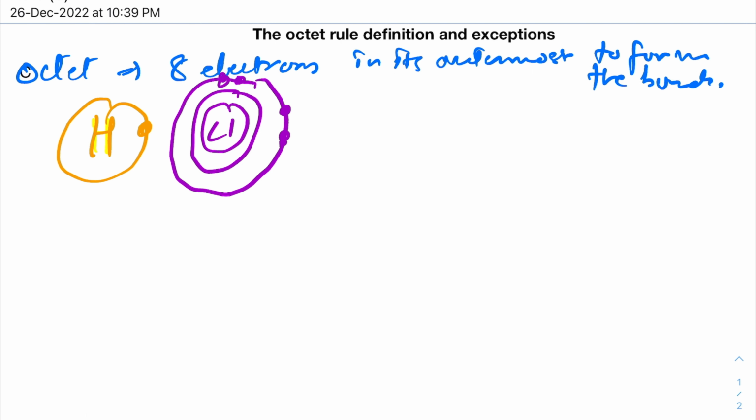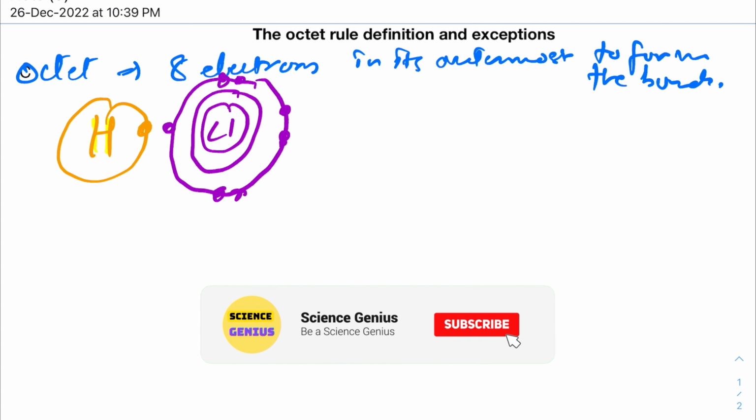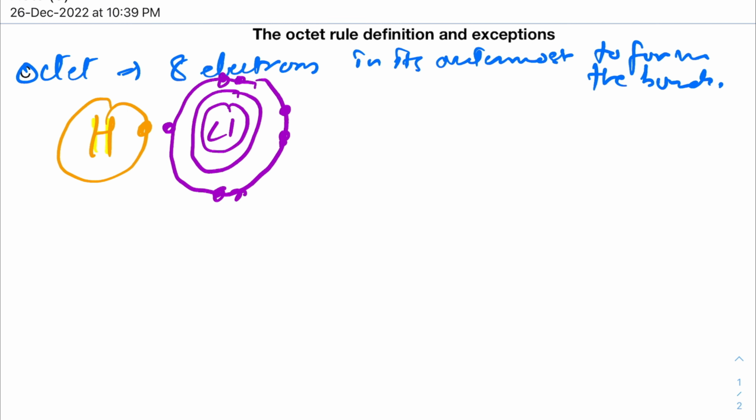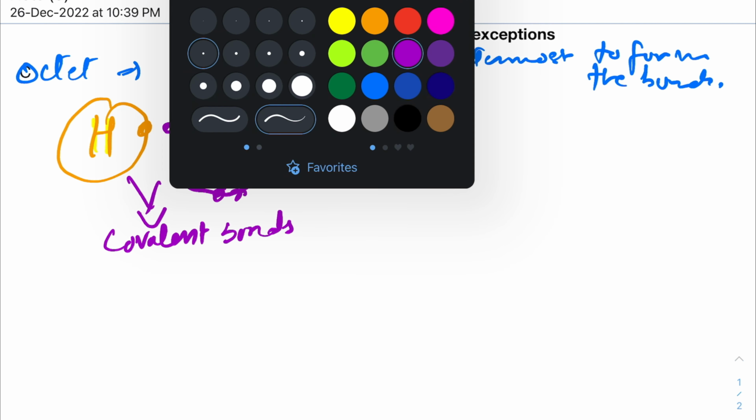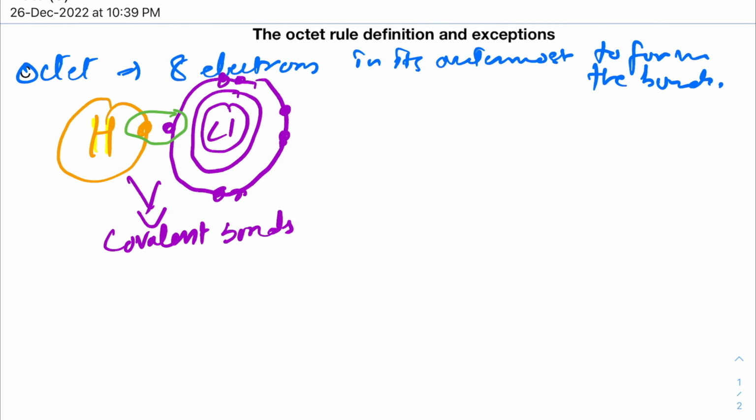7 electrons in its outermost shell. So hydrogen requires one more electron to complete its outermost shell, while chlorine requires one electron to complete its outermost shell to form the octet. Because they are both non-metals, they form a covalent bond, and in a covalent bond they share electrons. They share these electrons in such a way that hydrogen fulfills its outermost shell, while chlorine forms the octet.